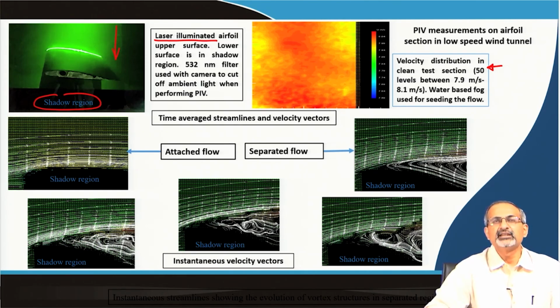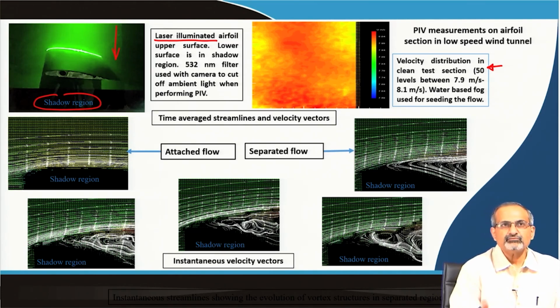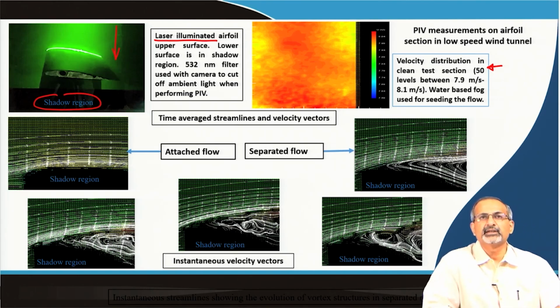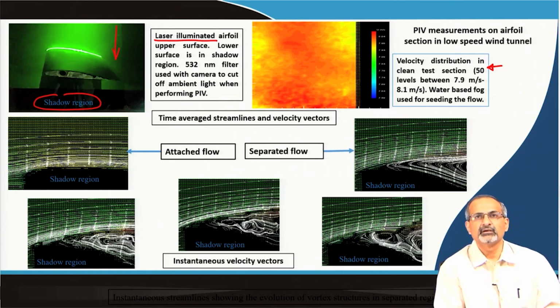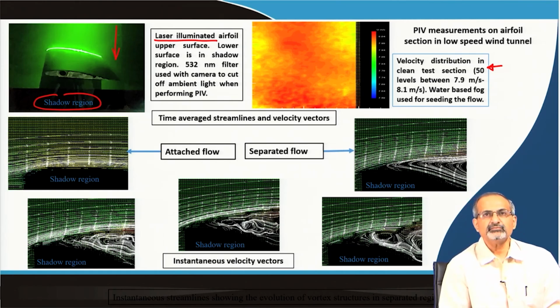Obviously, from the speed range you can figure out it is being performed in a low speed wind tunnel. And when you change the angle of inclination of the airfoil, then of course you are going to get attached flow for low angles of attack, and then as you increase the angle of attack you will go to the separated flow regime. When you do a time averaging of the images that you acquired, then you would get time averaged streamlines and velocity vector plots.